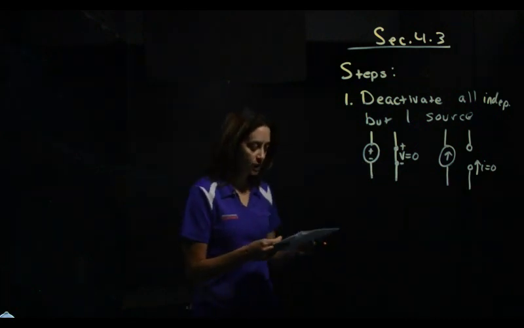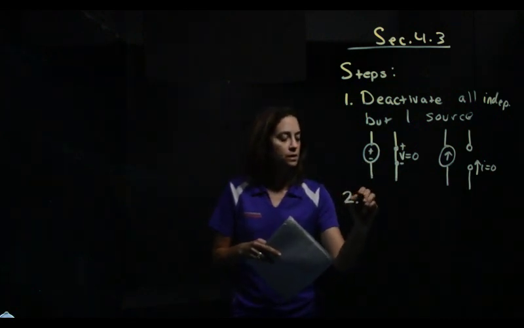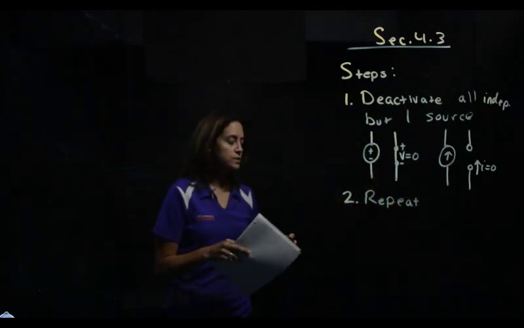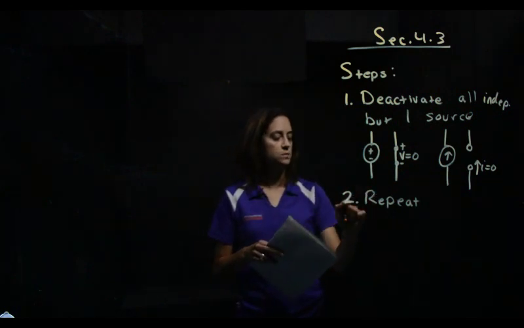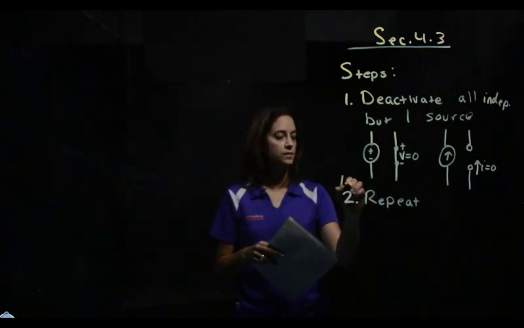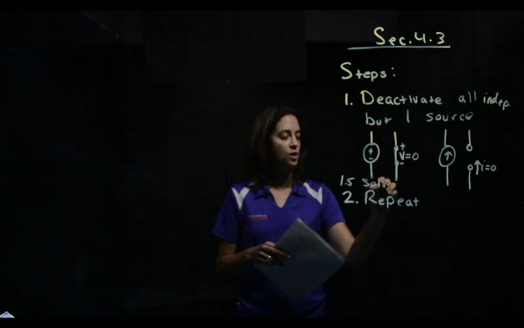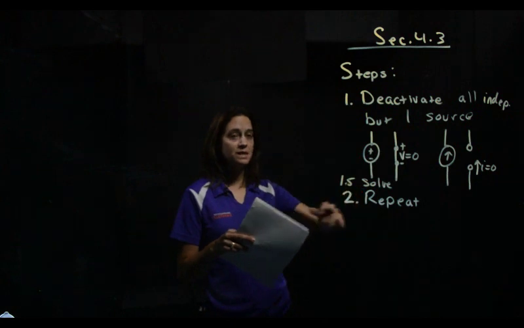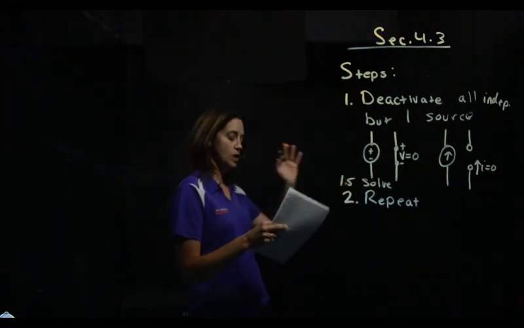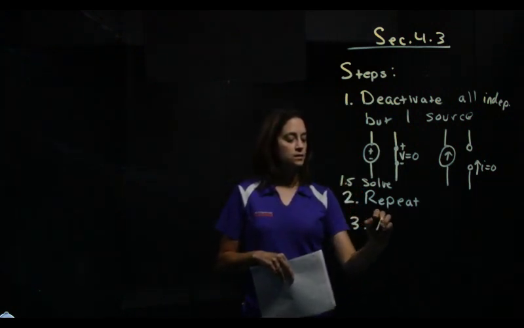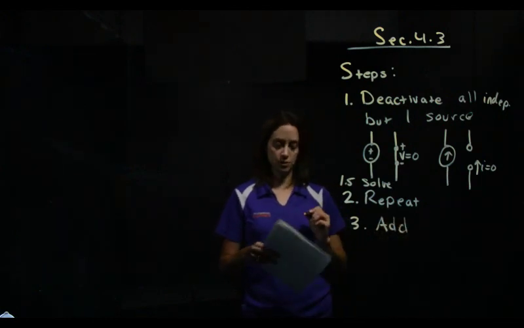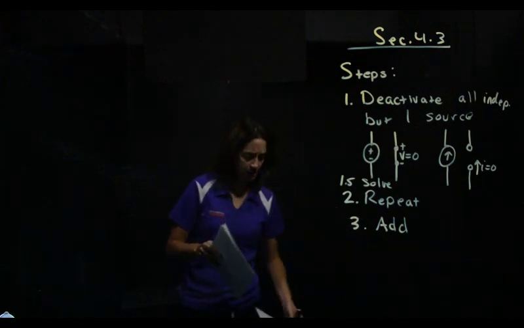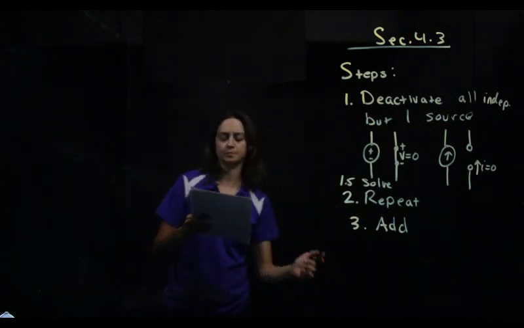Our step 2 is repeat. So we repeat this procedure. I guess we need a 1.5. 1.5 is going to be solve. So we deactivate the sources. We solve for whatever it is we're looking for in the circuit. Then we repeat that. We deactivate all the sources but a different one. And we solve. And in the end, we add up the answers. So this is one of those that's really better done by an example. So let's just look at one here.